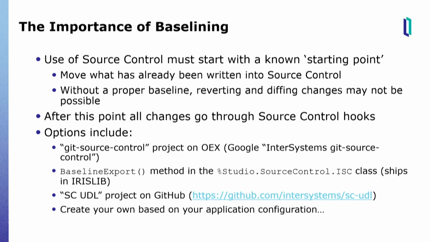So there are several tools for baselining. Praveen's going to demonstrate the get source control option. There's a baseline export method in %Studio.SourceControl.ISC. There's a project on GitHub called SCUDL. You can make your own based on your own configuration. But I just want to highlight the fact you need to start with a baseline, and then you go on from there.